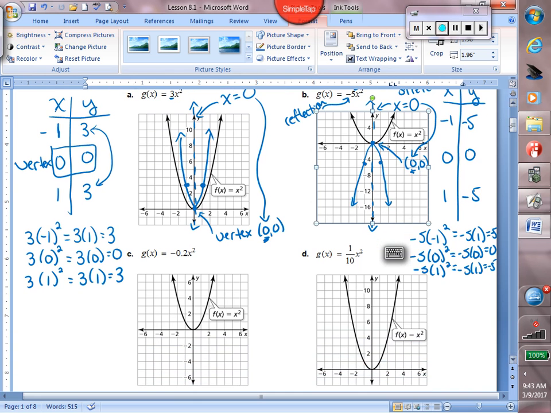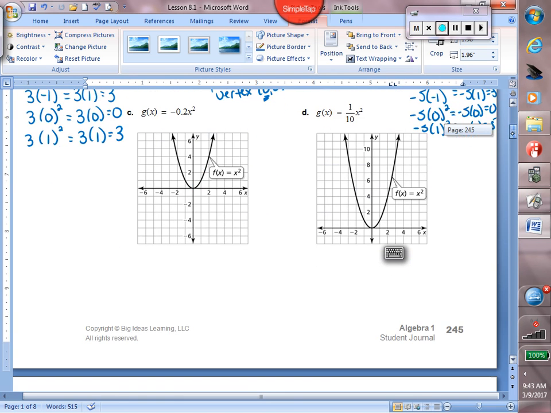Just want to take a look at one more of these graphs. Let's take a look at letter D. In A and B, we multiplied by numbers that were larger than 1. We had a 3 and we had a 5. Now let's take a look at what happens if we multiply by a fraction. We can set up our same table.